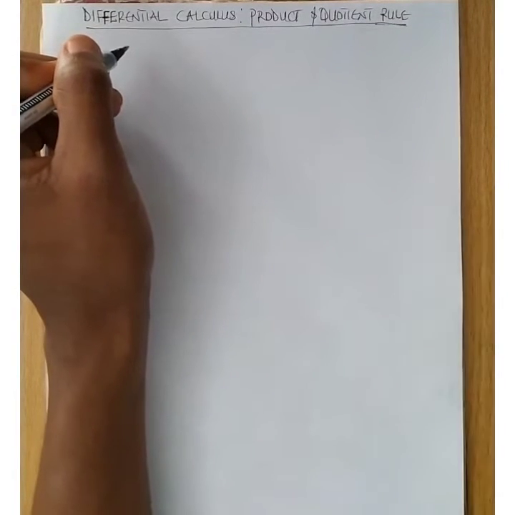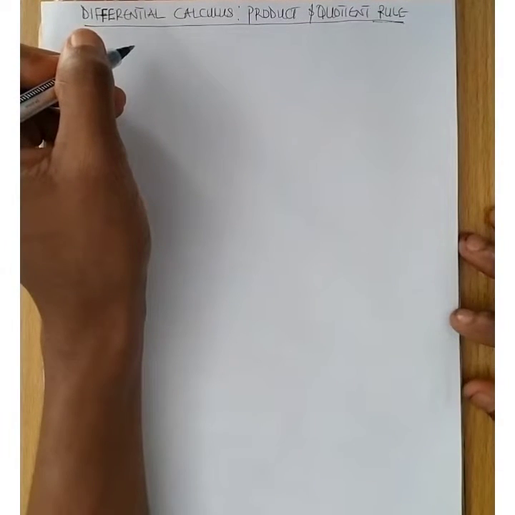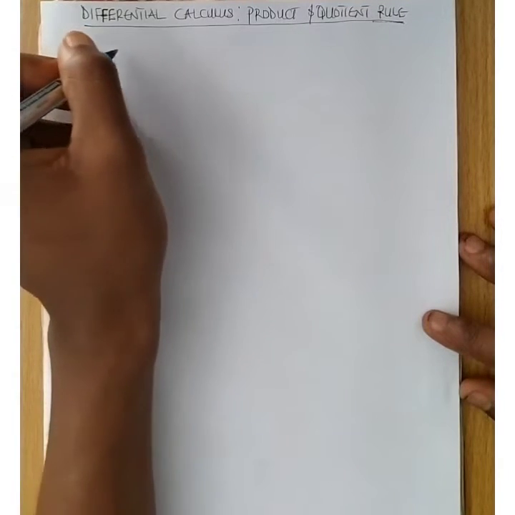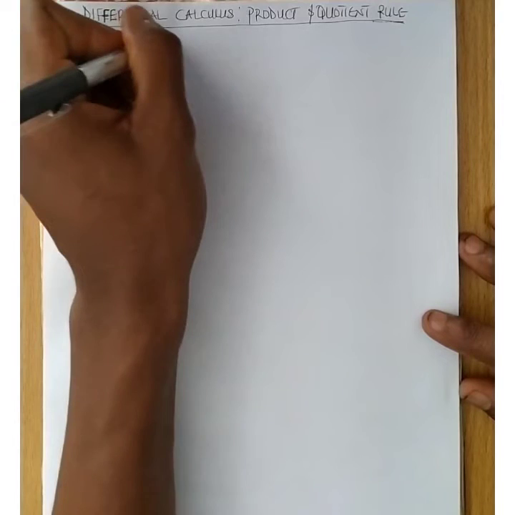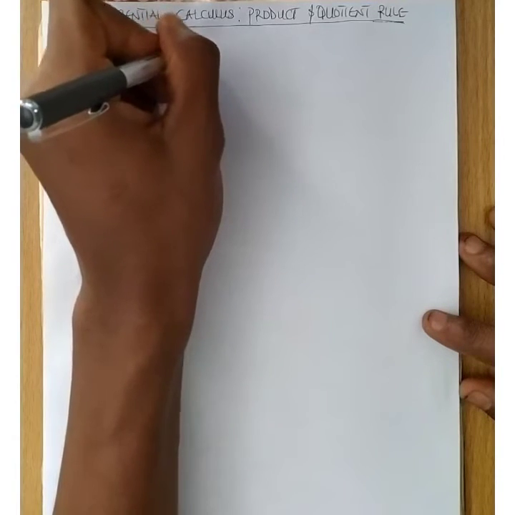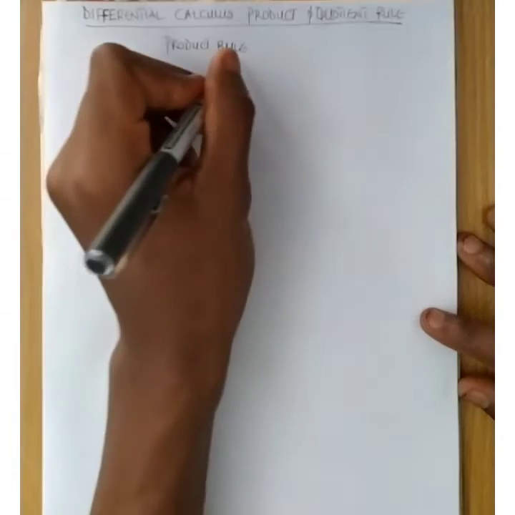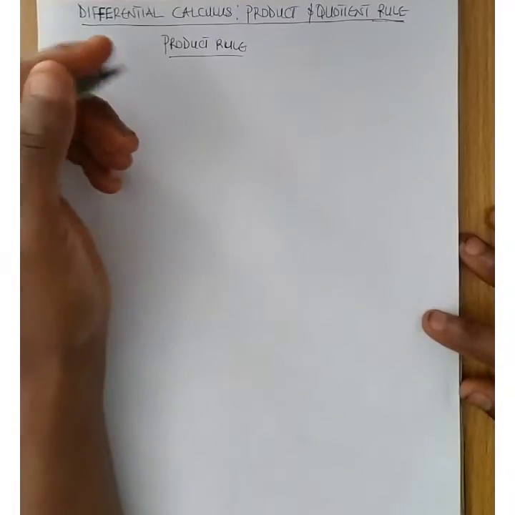We are still on differential calculus. We'll be looking at product rule and quotient rule today. Now, what does product rule state? It is a rule for us to be able to solve some given problems in differential calculus.